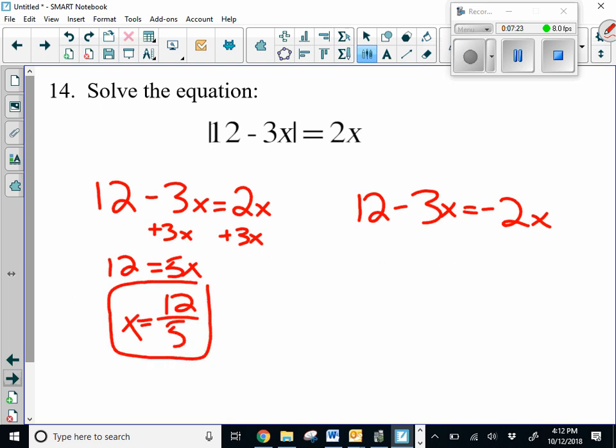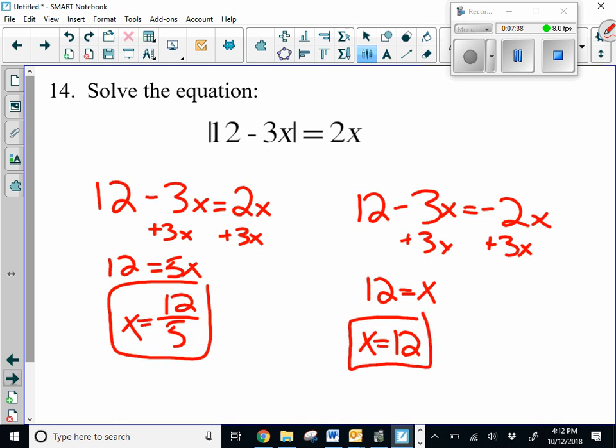On the other side, again, start by adding 3x. So we have 12 equals, well, negative 2x plus 3x is 1x, or just x. So our other possible solution we get right away. X equals 12 would be our other possible solution. Again, you have to check these. If you don't check these, you're probably going to get some points off.